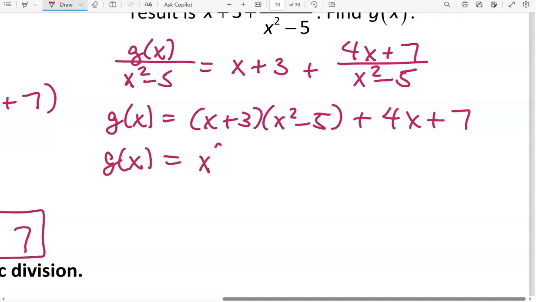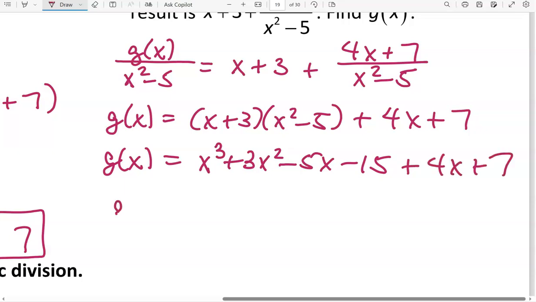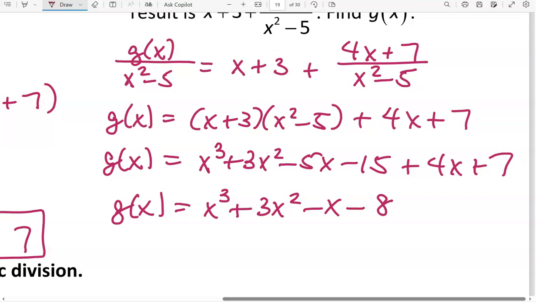Multiplying the two binomials together, we get x cubed plus 3x squared minus 5x minus 15, and then adding that remainder on, we just need to combine like terms. X cubed plus 3x squared minus x minus 8.